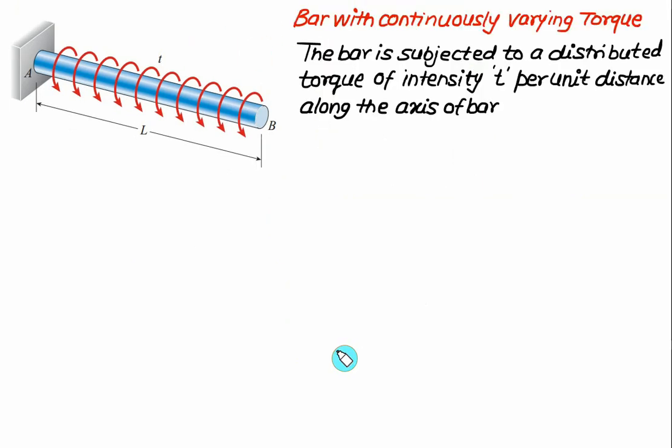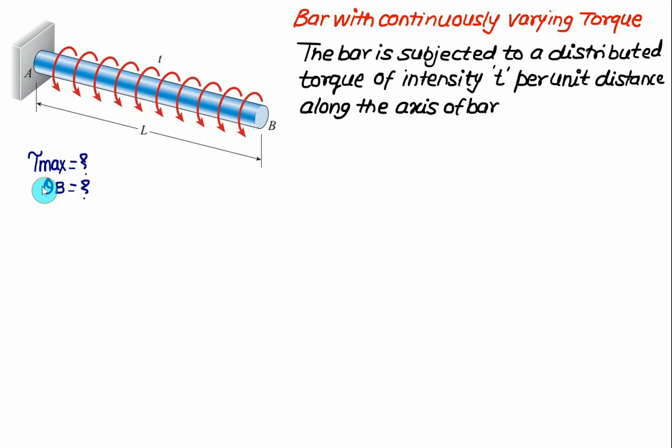So we'll consider here a prismatic bar AB of length equal to L with a solid circular cross section of diameter equal to D, loaded by a distributed torque T of a constant intensity per unit distance. And in this situation we are interested to know what is the value of maximum shear stress, and what is the value of theta b, that is the angle of twist at the free end.